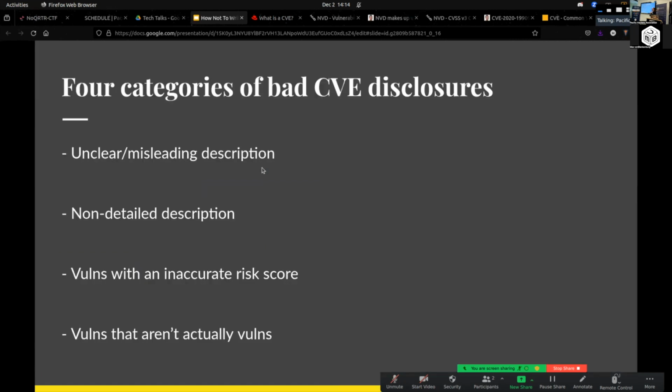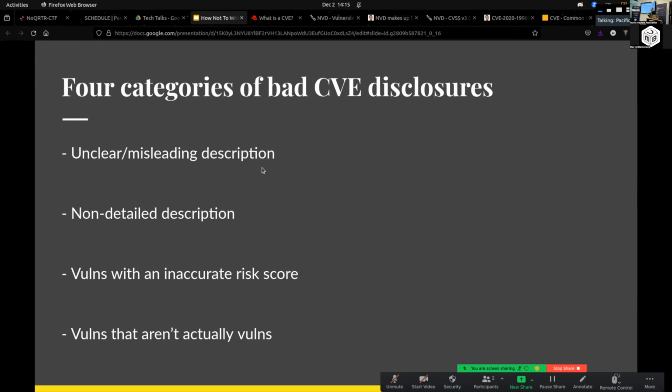So in my work, I come across 4 categories of bad CVE disclosures. There's probably more, but these are the ones that I came up with. First is an unclear or misleading description. Basically, I read it and it doesn't explain the vulnerability very well. There's also a non-detailed description where I just don't have any information on the vulnerability at all. I have to take their word for it.